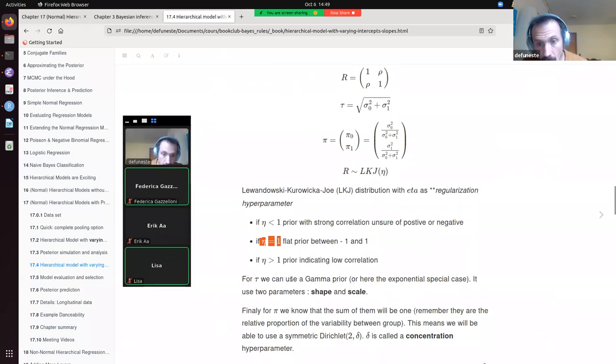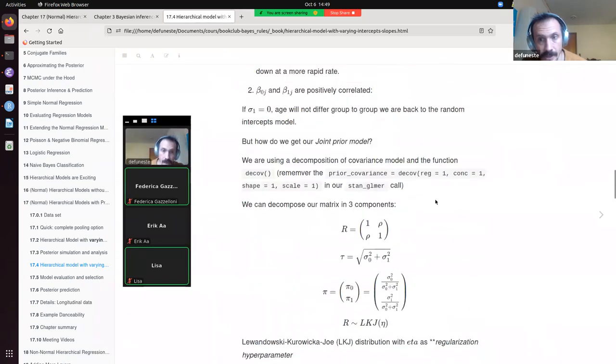Okay. For tau, we are going to use a gamma prior. In this case, we use two parameters, but it could be an exponential because shape and scale are the same. So these are the shape and scale parameters, where we put shape equal one and scale equal one.